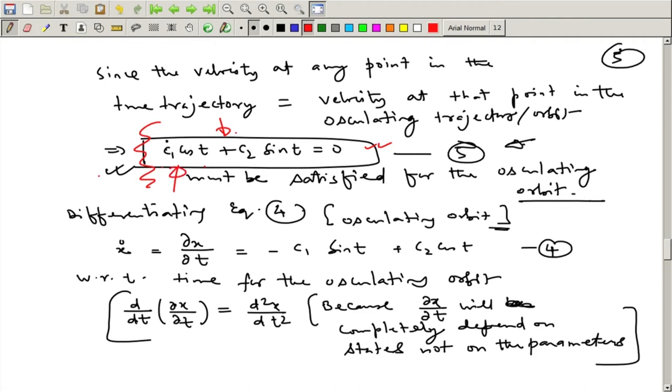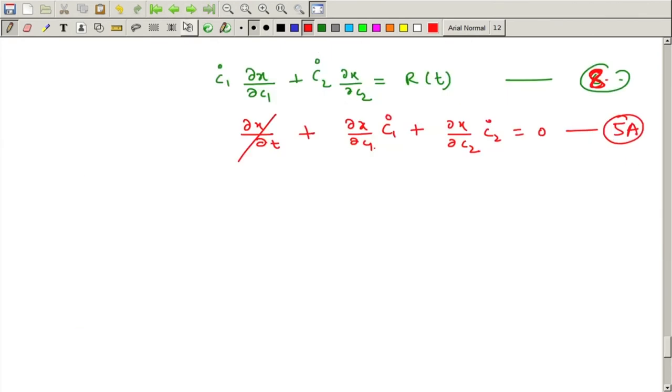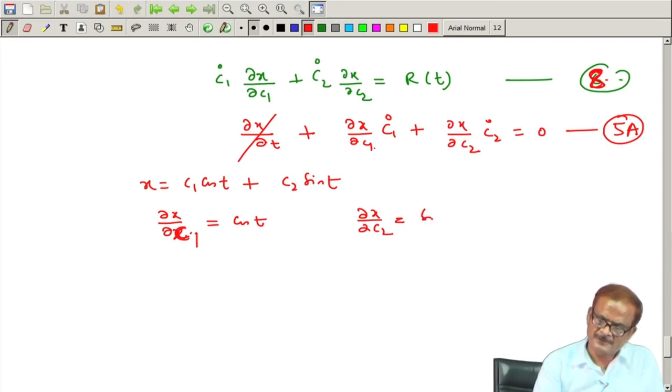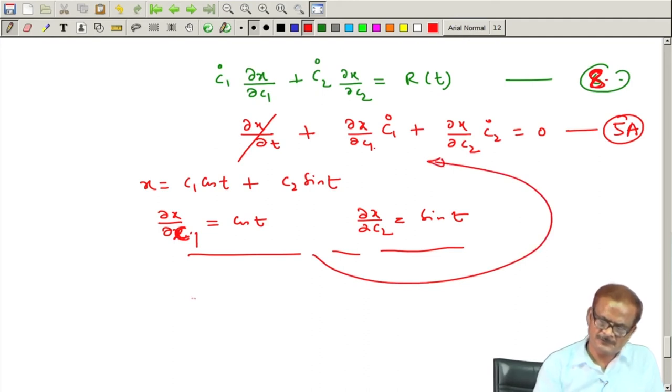What is your cos t? Immediately we can check here. See, let us go on this page. So, x equal to c 1 cos t plus c 2 sin t. If we differentiate, dou x by dou c 1, this quantity then comes out to be cos t, and dou x by dou c 2, this turns out to be sin t. And if we insert these quantities here in this equation, so what we get, cos t c 1 dot plus sin t c 2 dot, this equal to 0.